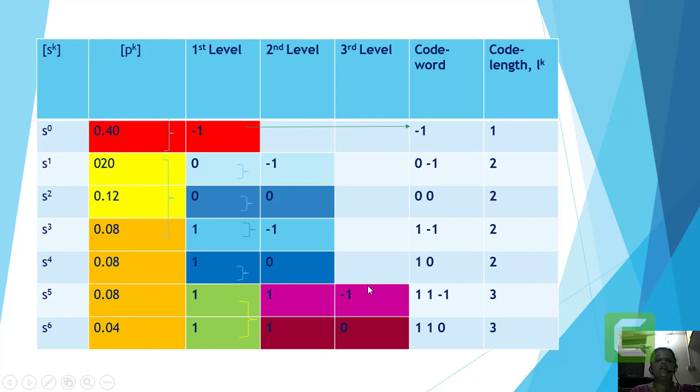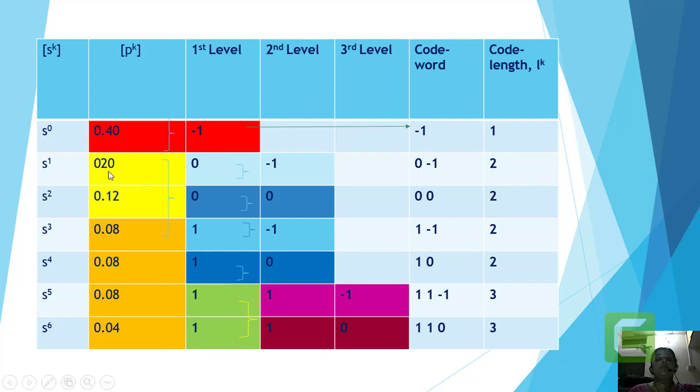So let's assign the digits 1 and 0 to these symbols. Now, how to get the code word for this, as we have come up to the stage where for each of the group only one symbol is existing. So we will see from the first symbol. Now for this 0.40 as a symbol, we are having only the digit assignment as a 1. So the code word associated with this S0 will be 1.